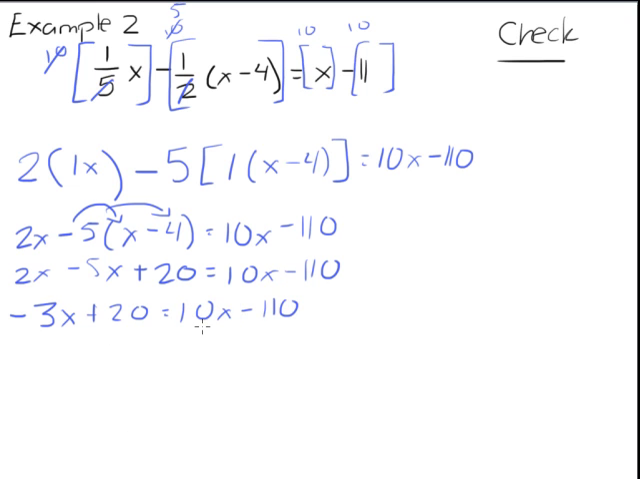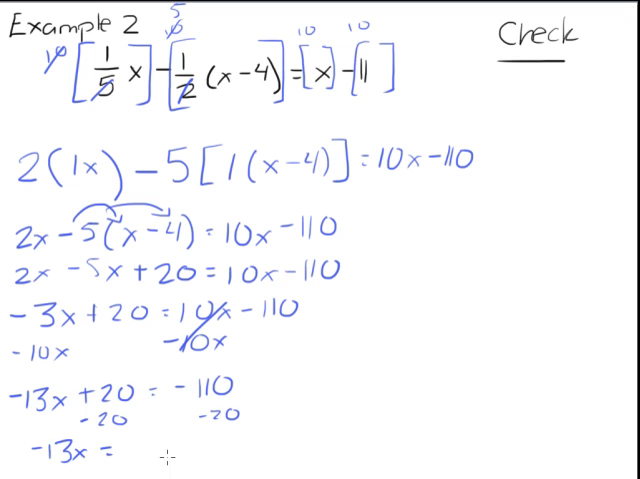Then letters on the left, numbers on the right. So I'm going to bring over this 10x to the other side. So I'm going to minus 10x here, minus 10x here. So I'm going to have here negative 13x plus 20, negative 110. Then minus 20 here, minus 20 here. I'm going to have negative 13x equals negative 110 minus 20, which is going to give me negative 130.